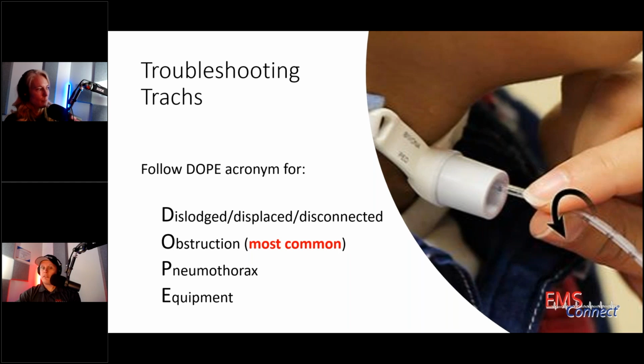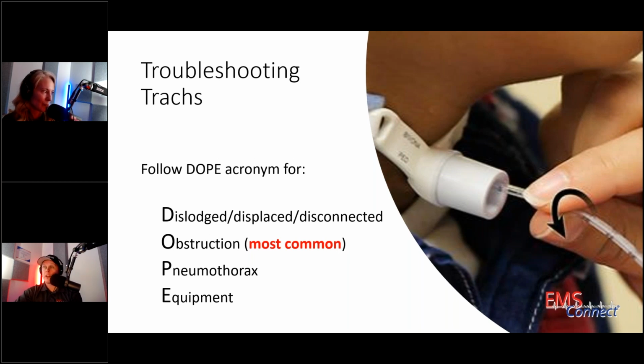This is just, I love this, the DOPE acronym, right? Of your common issues and how to solve them. You've already talked about the dislodgement and obstruction, but if you're getting a pneumothorax with a trach tube, you want to talk about how to deal with that.